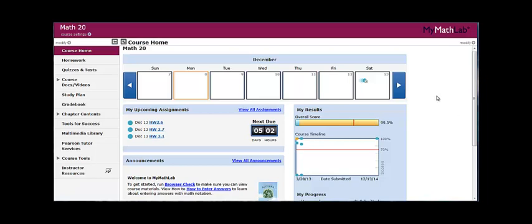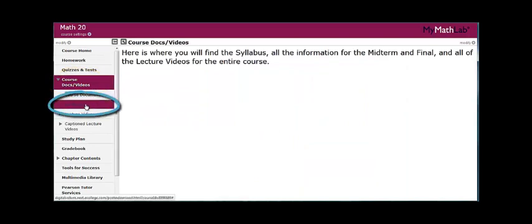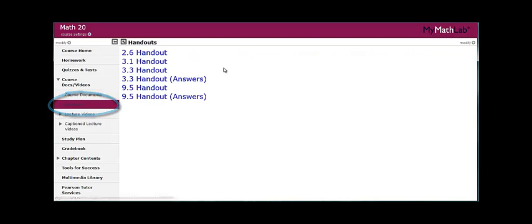So what you do is you get into your Course Compass or My Math Lab site, and you go over to the left-hand side where it says Course Documents/Videos, and you click that, and then below that you'll see another button called Handouts. Once you're in there, you'll see a handout for a couple of different sections, but we want the one for 3.1.